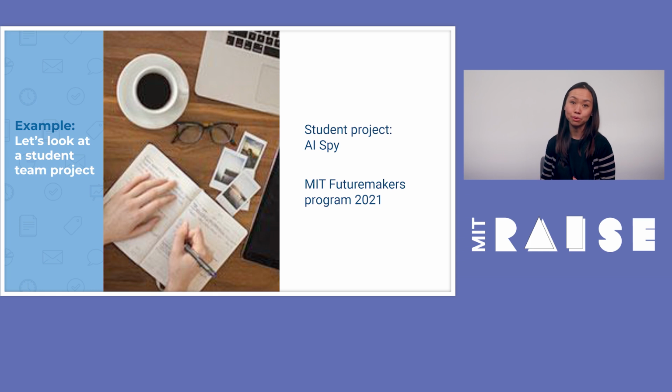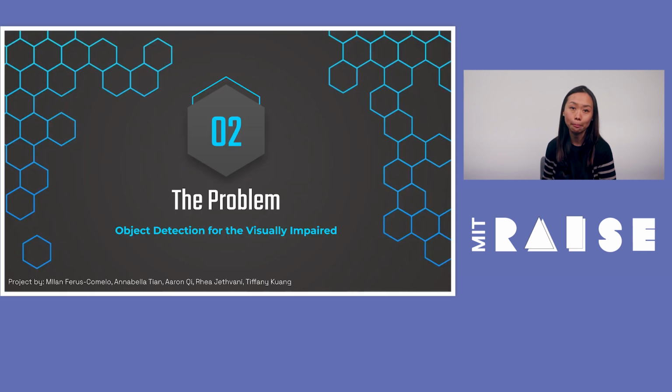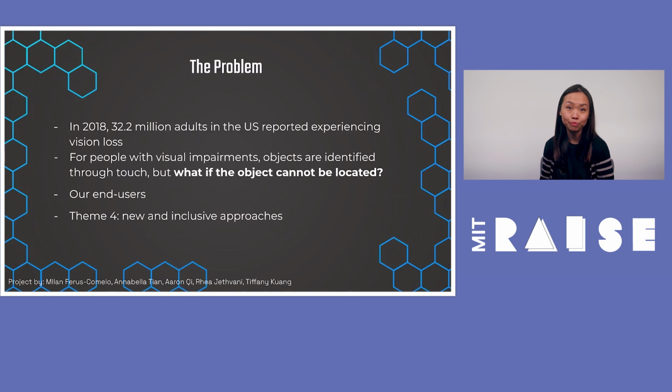This student project is also from MIT Future Makers Program 2021. This student group created a project called AI Spy, which we'll get into and take a look at how they did the implementation. Okay, so this student team, the problem that they wanted to try to solve is better object detection using artificial intelligence for visually impaired people. So they listed out their problem, right?